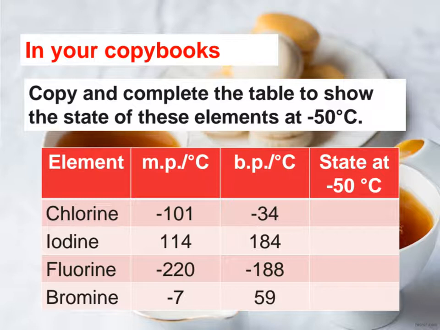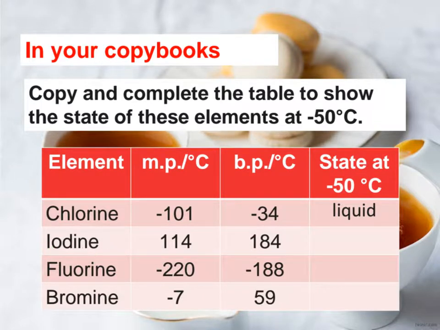Let's start. Minus 50 degrees Celsius is between minus 101 and minus 35. So at this degree, chlorine got enough energy to melt, but it didn't get enough energy to boil. And then at this temperature, chlorine is liquid. Already it melted at minus 50 degrees, but it didn't get enough energy to boil and turn into gas.